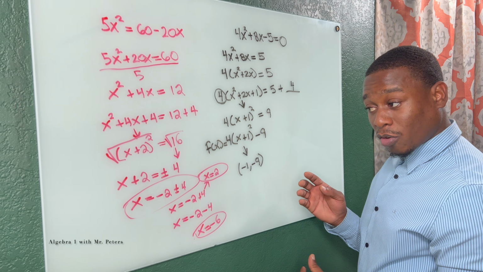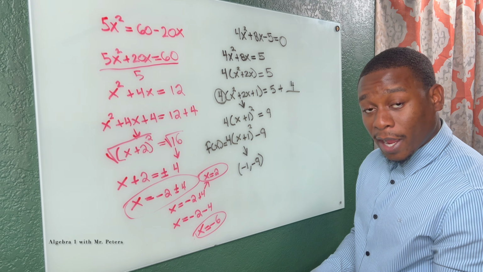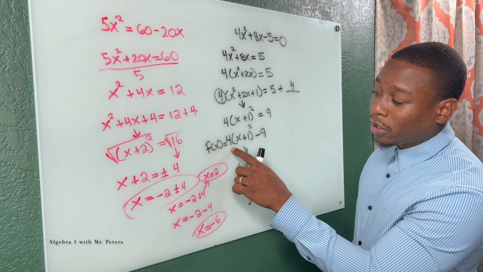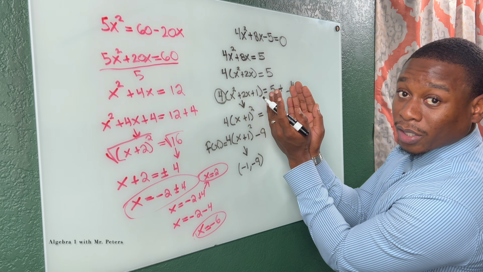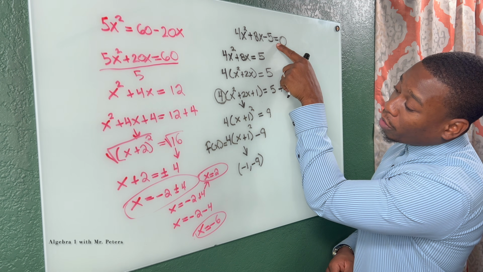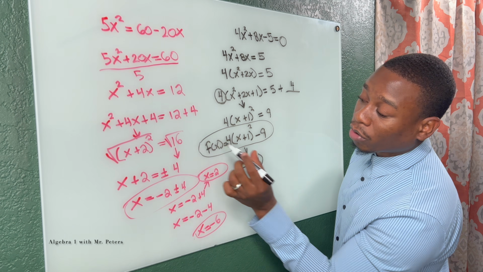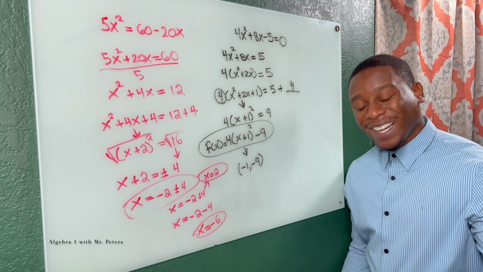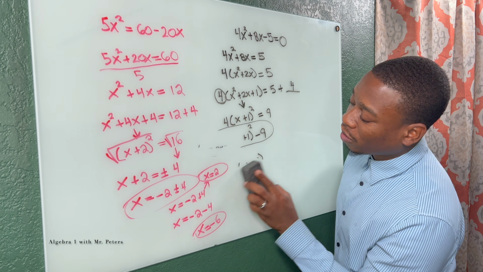Meaning I would shift this graph from 0, 0, left 1, down 9. All this 4 does is instead of the graph being like a perfect U, it's going to start compressing closer like a V. So if you're going from standard form to vertex form, this would be our answer right here. Now that we got that done, let's go back and just finish solving this problem, okay? So let's erase this real quick.